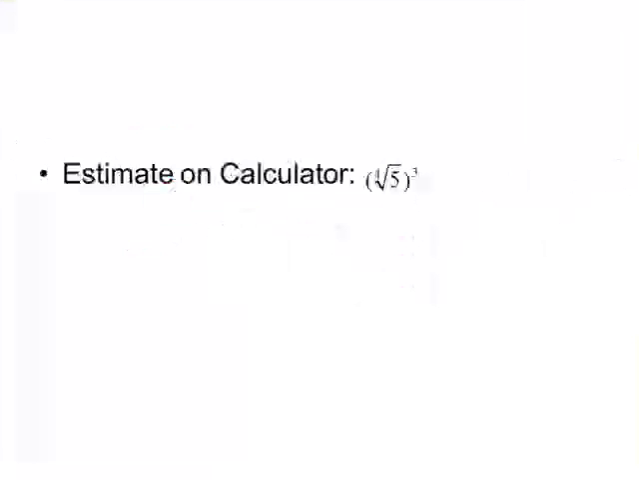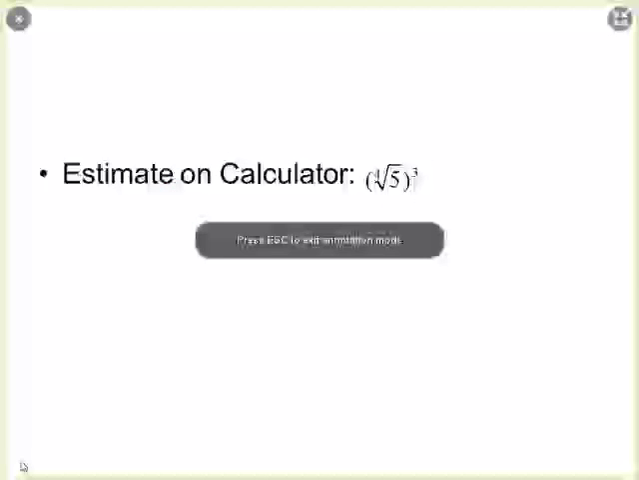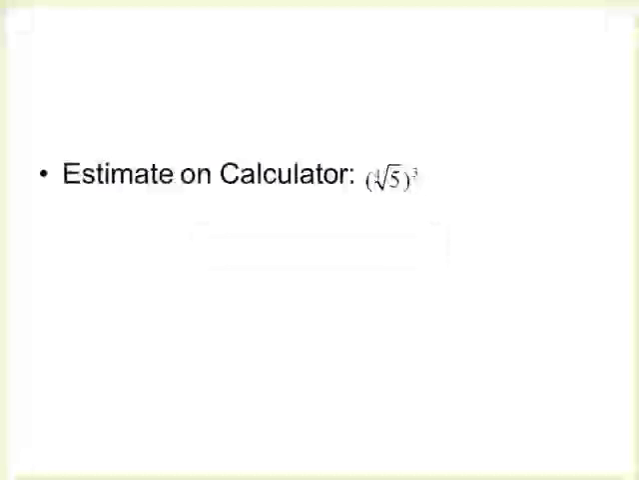The next example asks us to estimate on the calculator. This is the only time that a decimal is an appropriate answer, if the directions say estimate on the calculator or just estimate. Otherwise, you need exact answers, which will be fractions or roots. Okay? Decimals are only okay if it says estimate.